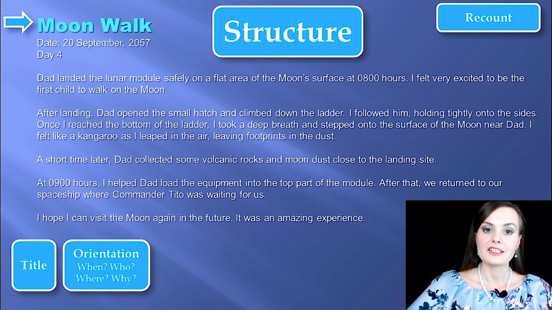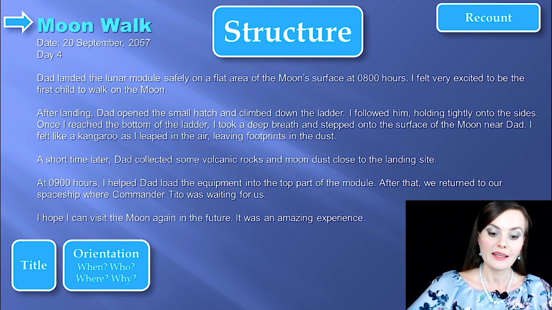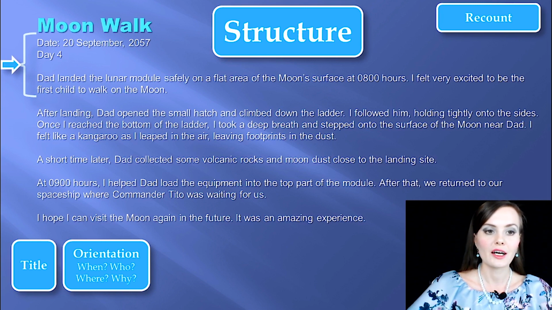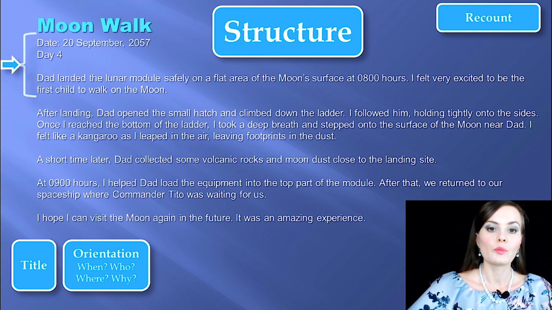Next we have orientation. Where in the text does it tell us when the events happened, who the events were about, where and why they happened? Please go ahead and find it. Yes, here you go. This part of the recount is the orientation. It tells us when, who, where and why. So who landed on the moon? The boy and his dad, right?